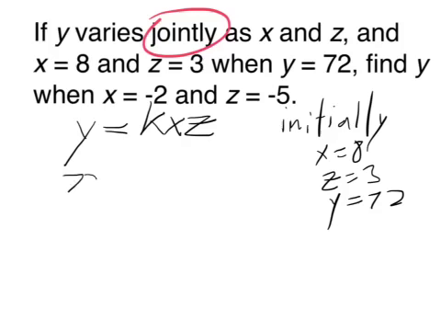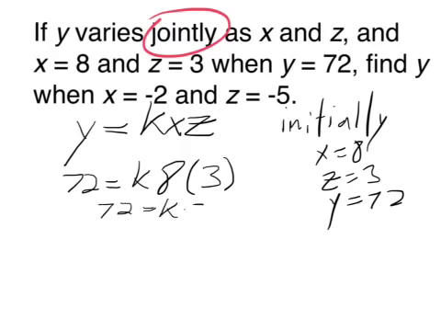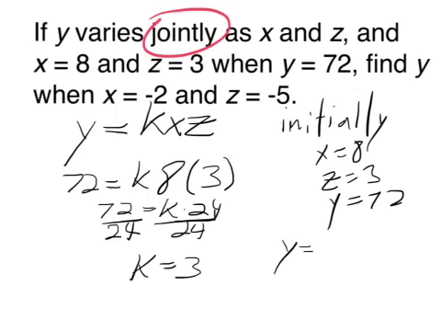So I'll plug in a 72 for y, I'll plug in an 8 for x, and I'll plug in a 3 for z, and I get 72 equals k times 24. And if I divide by 24 on both sides, I get k equal to 3. Okay, so now that I have that, I can write y equals 3xz, and I'm going to plug in negative 5 and negative 2 because now we want to know what y is when x and z have those values.